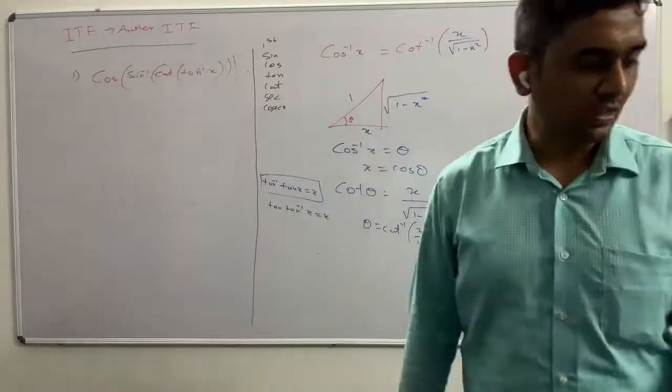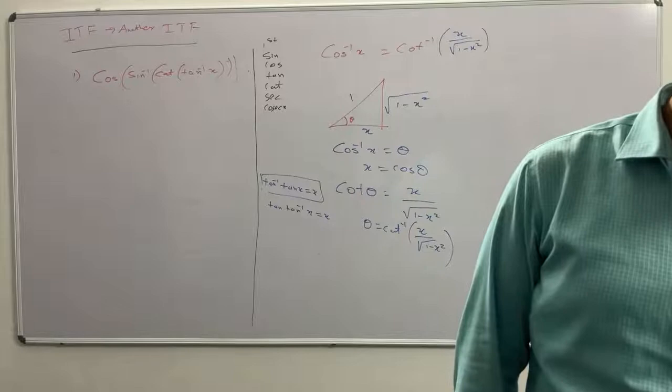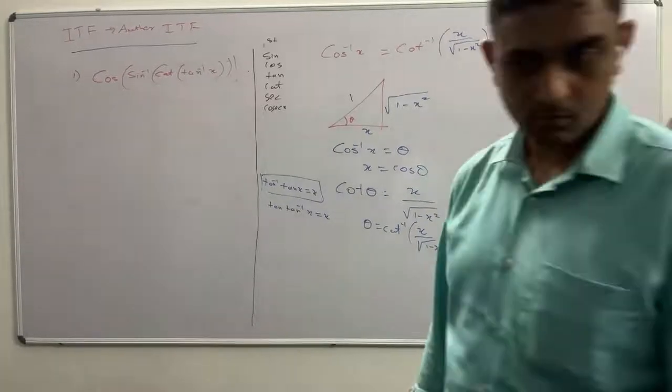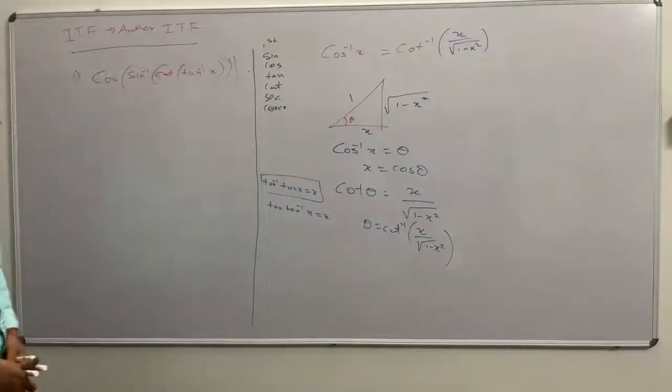Let me know if any one of you is getting any answer. Root over 1 minus 1 by x square. Okay, that sounds kind of correct, Gautam, but I'm not sure. So we will have a look at it.